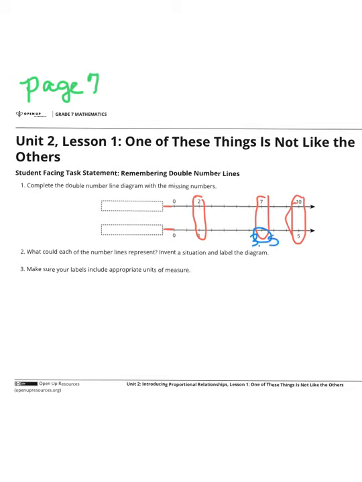Okay? It says, what could each of the number lines represent? Could be almost anything. I don't want to spend too much time on this. You could let your imagination run wild there.